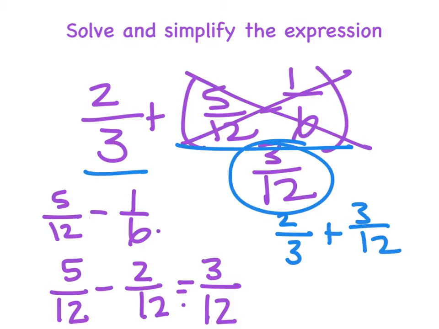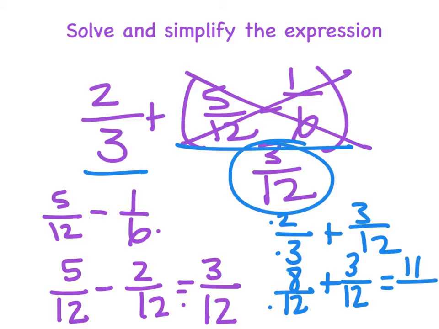I can use 12 as my common denominator. So 3/12 stays the same. Over on the left, to get from 3 to 12, I multiply by 4. So 2 times 4 is 8. Now I add my numerators. 8 plus 3 is 11. And keep my denominator the same, 12. So 11/12 is my final answer.